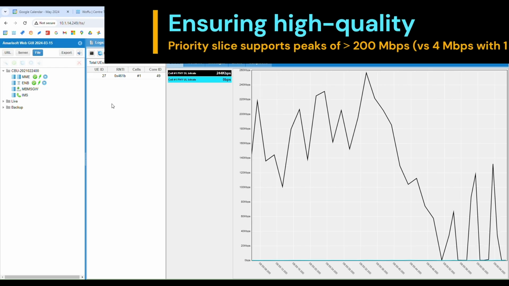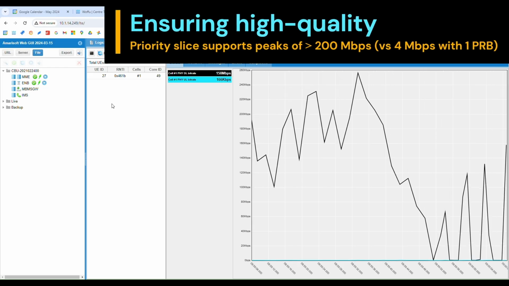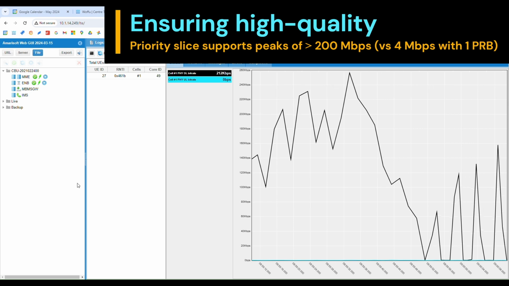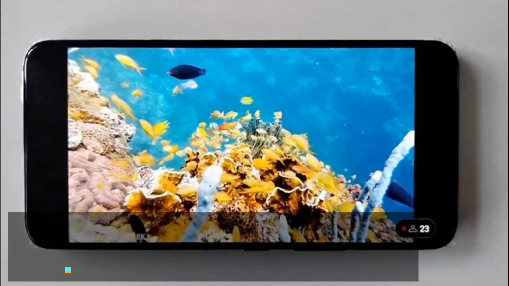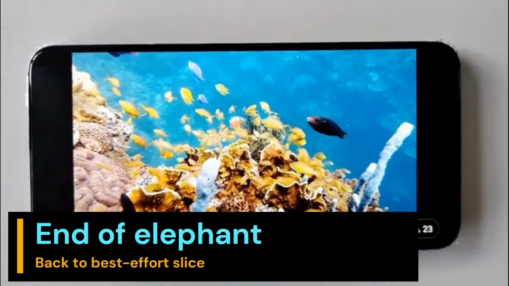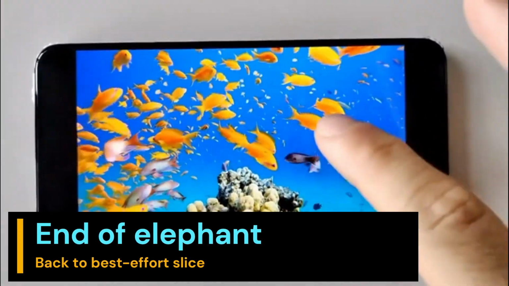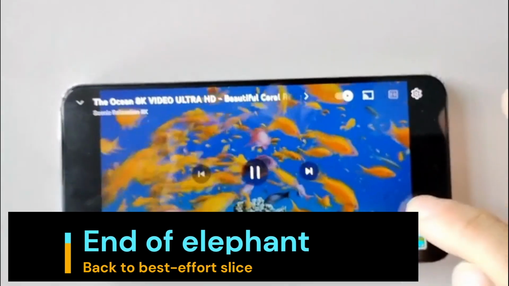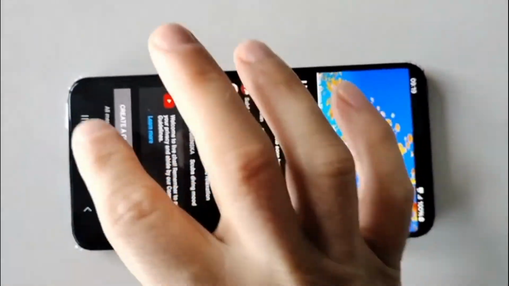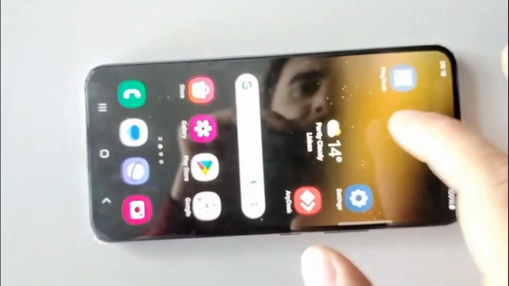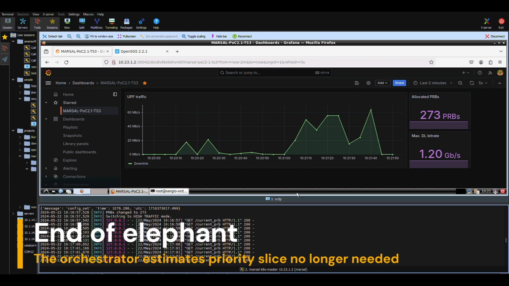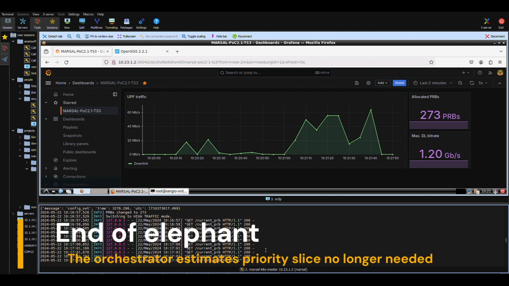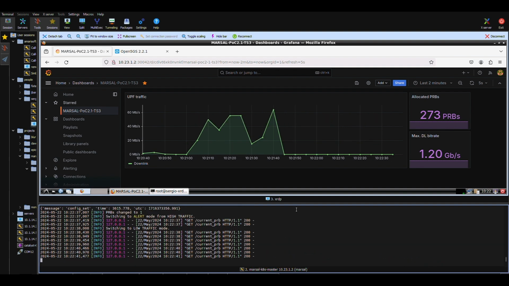With this new priority slice that supports peaks of above 200 megabit per second, we can ensure the high quality video reproduction. Whenever our predefined algorithm detects or predicts the end of an elephant behavior of the UE, we can go back to the best effort slice. We can now see the situation from the orchestrator point of view and see how the UPF traffic is significantly reduced.